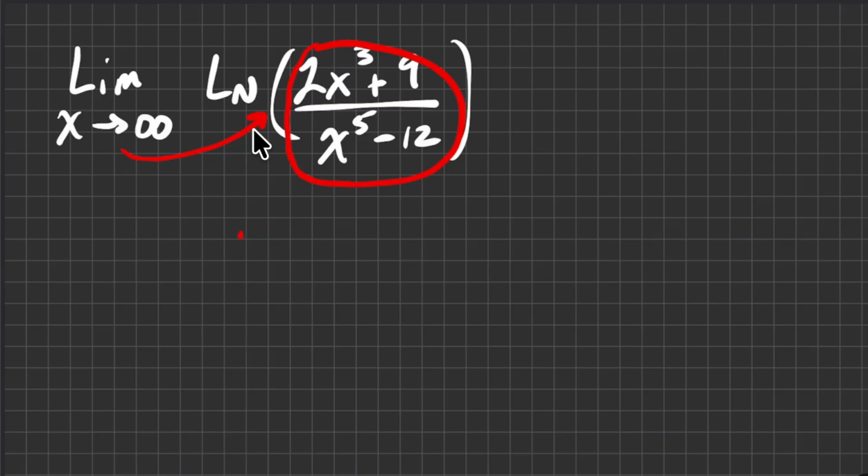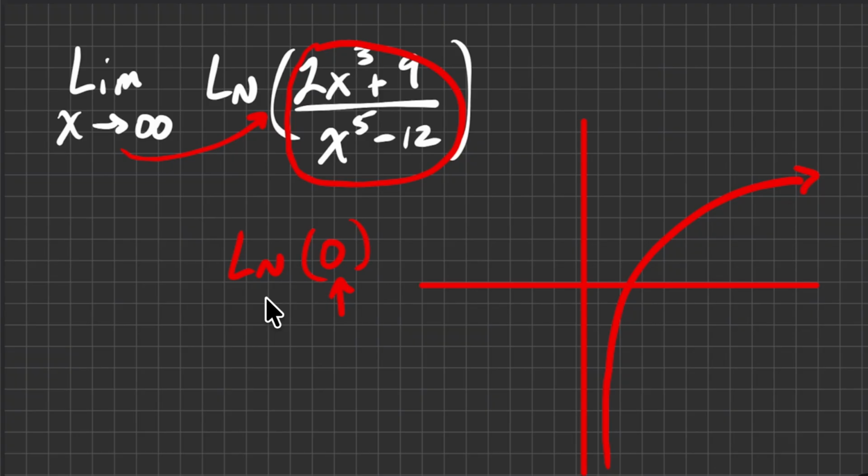Now what we're thinking is, as x approaches infinity, that argument for the log is going to approach 0. And as the log argument approaches 0, the natural log of that is going to be negative infinity. Very important, folks, to know all of your graphs. That's the graph y equals ln of x. As x approaches 0, you could see that y is approaching negative infinity.